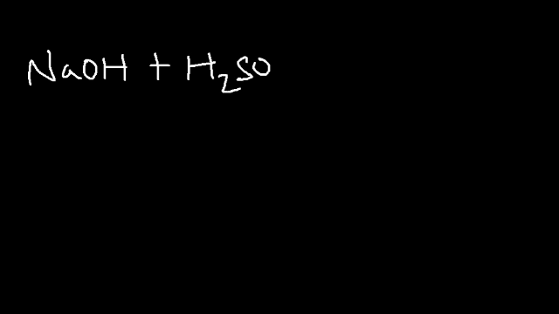Now let's try another double replacement reaction. What's going to happen if we mix sodium hydroxide with sulfuric acid? So this is an acid-base neutralization reaction. When you mix a strong base with a strong acid, they will react to produce salt and water. But it's still a double replacement reaction, which means it's not a redox reaction. So the two on the outside will pair up.